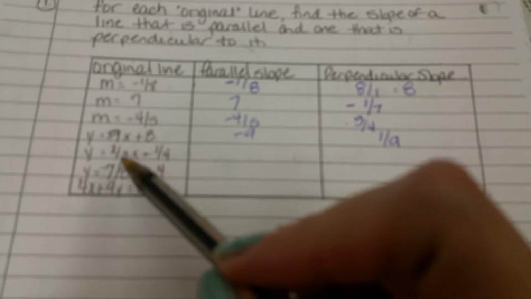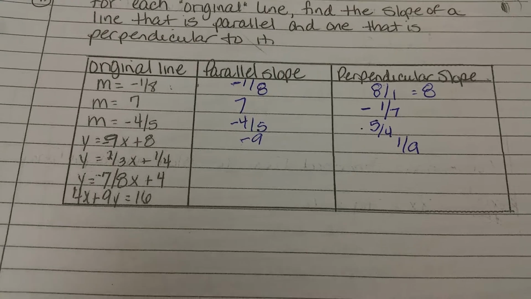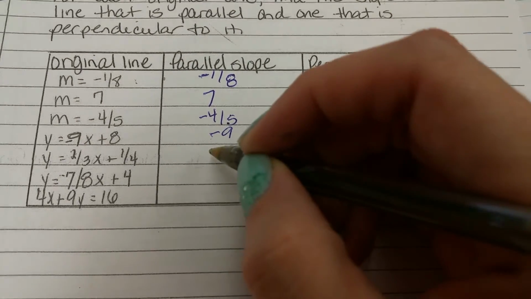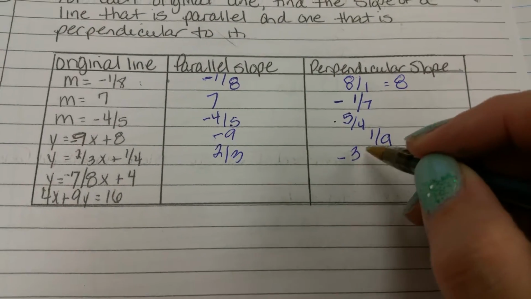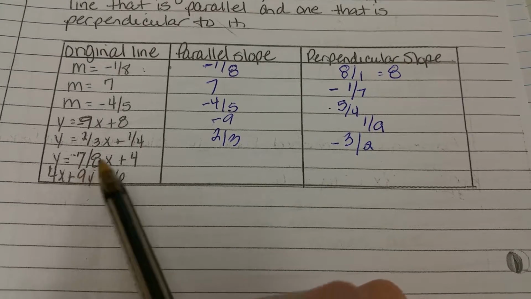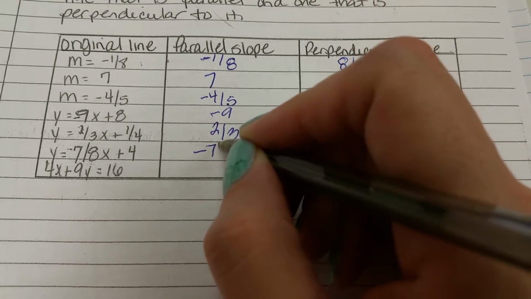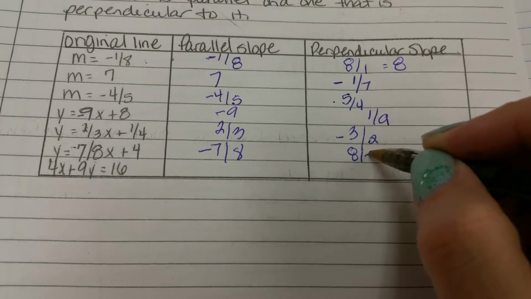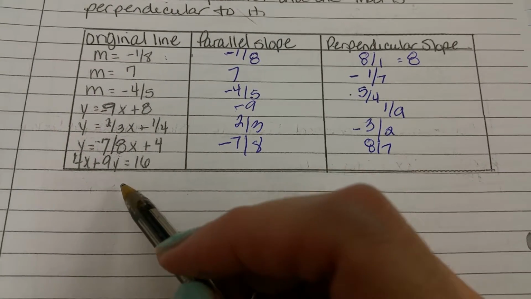All right, so the slope of this line is 2/3, which is right here. So the slope of a parallel line would be also 2/3, and then a -3/2 would be the perpendicular slope. This one, the slope is -7/8, so our parallel slope would also be -7/8, and our perpendicular slope would be a +8/7.